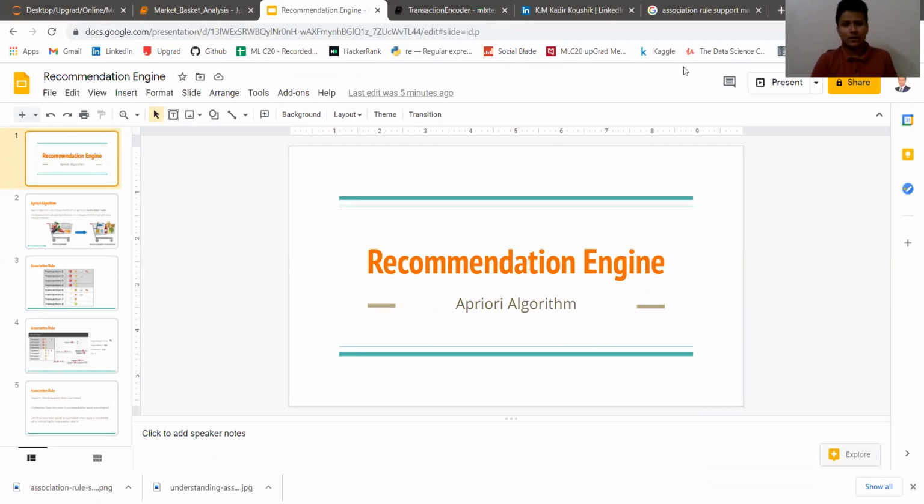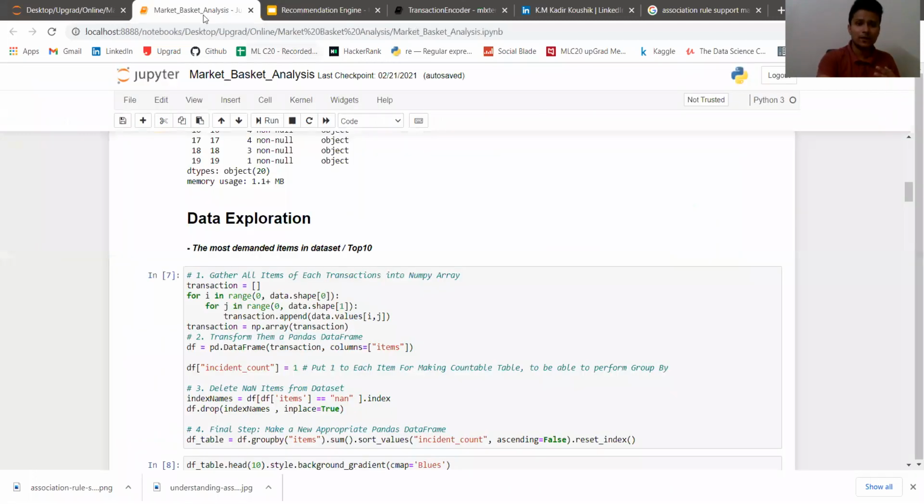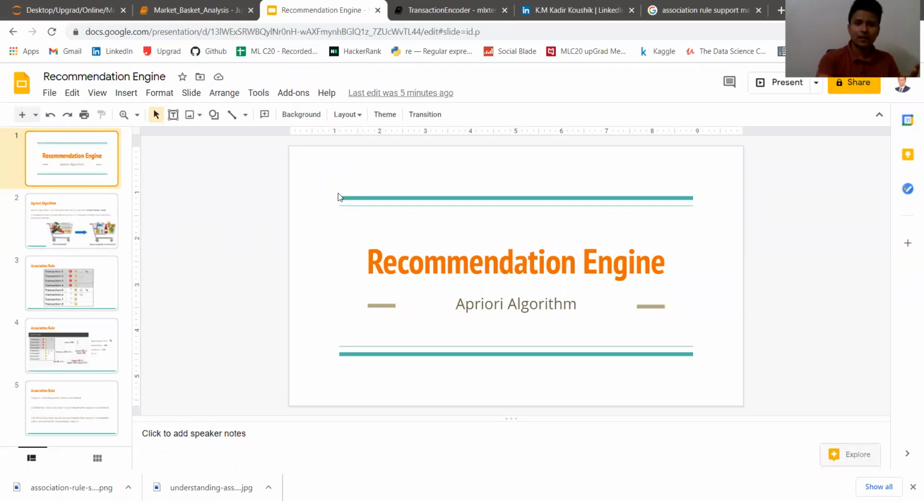Today I'm going to cover a very popular unsupervised machine learning technique. As you can see on the screen, recommendation engine with Apriori algorithm. Before proceeding further, I would like to mention I'm going to cover the concepts behind a recommendation engine first, then proceed to the algorithm. As you can see, I have opened the tab over here already. Those who are already clear with the concepts can fast forward to the algorithm part.